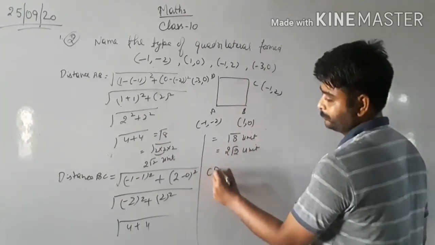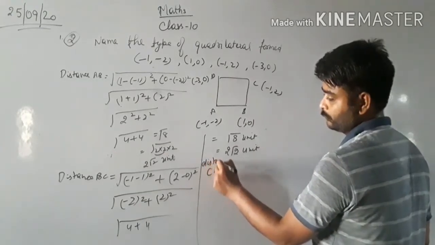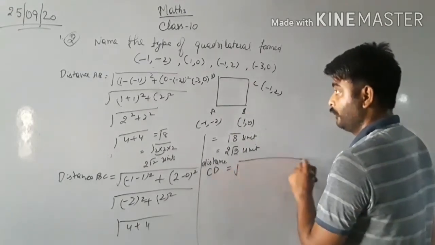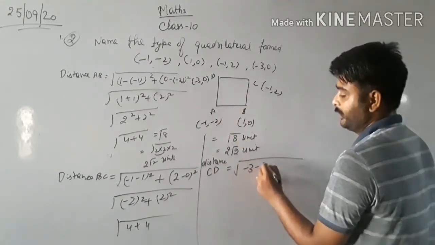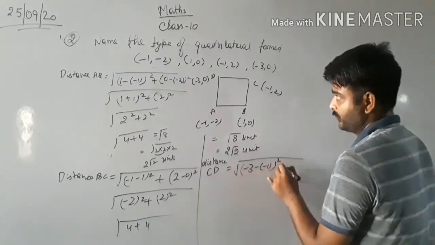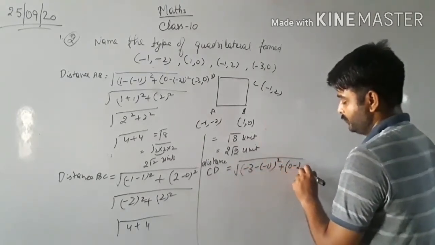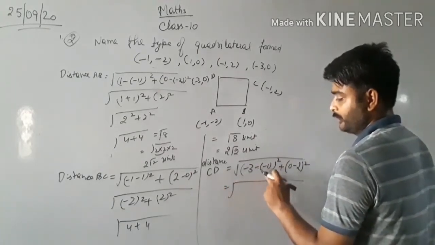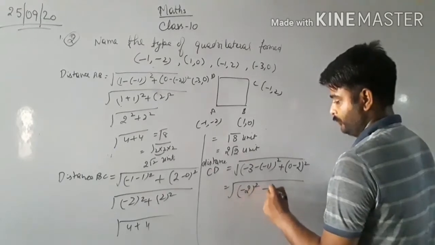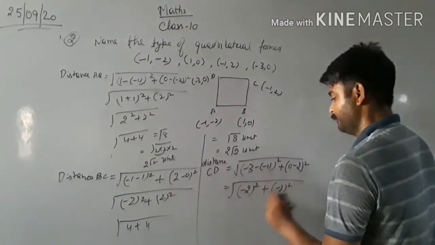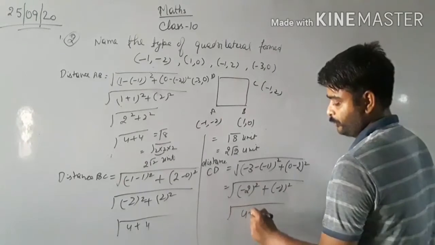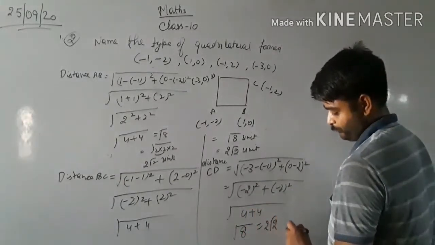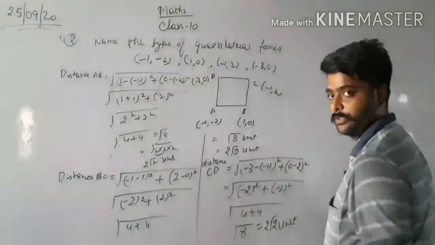For CD, distance CD is equal to root of -3 minus -1 whole square plus 0 minus 2 whole square. So -3 plus 1 is -2 whole square plus -2 whole square. -2 whole square is 4, plus 4, it's root of 8, written as 2 root 2 unit.